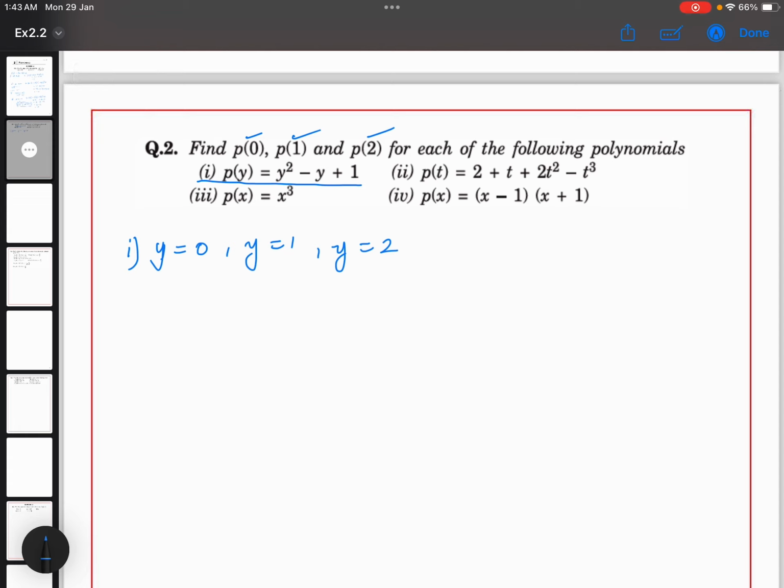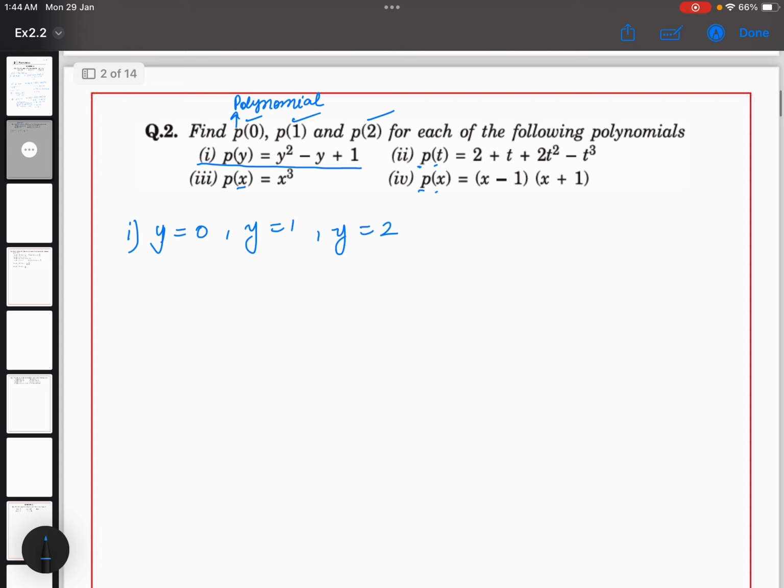Don't get confused with p of 0, p of 1, p of 2. It does not matter. This p simply means polynomial. So p of y means polynomial in variable y, polynomial in variable x, polynomial in variable t, polynomial p in x variable. That's it. So don't get confused.